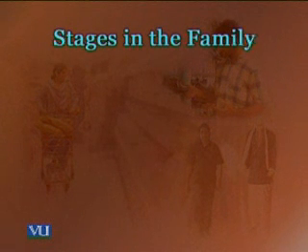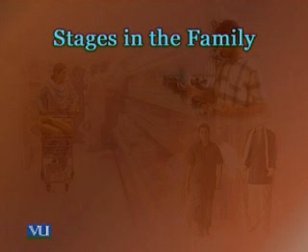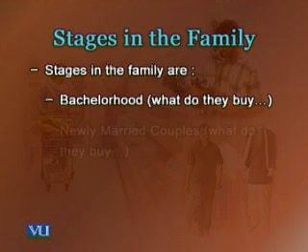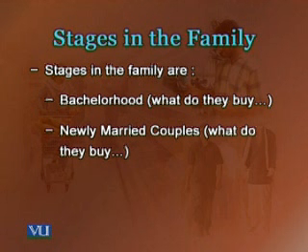So this way, marketeers have always been focusing very keenly upon the unit of the family, because in the family they find all kinds of individuals under one roof. The stages of the family that are worth noticing are something like this. Number one is bachelorhood. And when we say bachelorhood, you might start thinking about what products bachelors usually buy. The second stage is newly married couples.